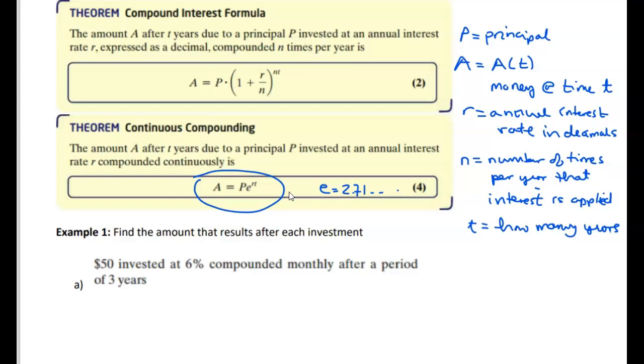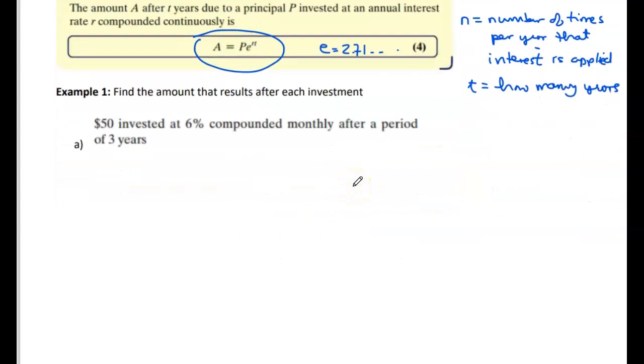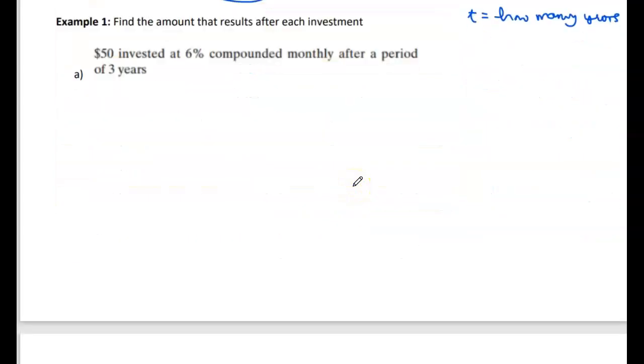With these formulas you're able to find the amount of money that you will have in the account, or that you will owe on a loan, a few years down the line. Let's look at some examples for applying these formulas. We want to find the amount that results after each investment. I invested $50, so this is your P value, at 6%, so this is your interest rate.